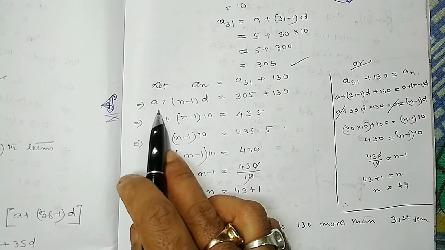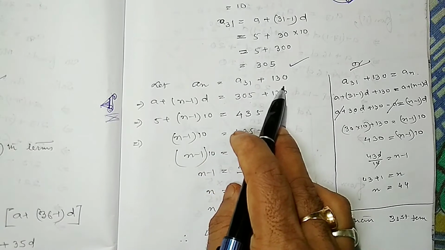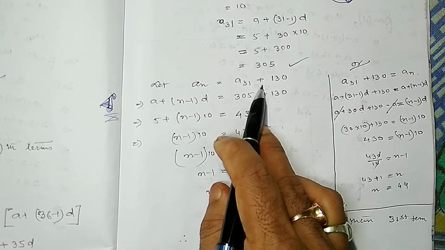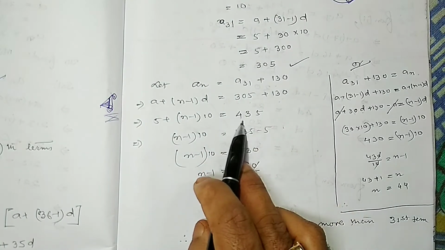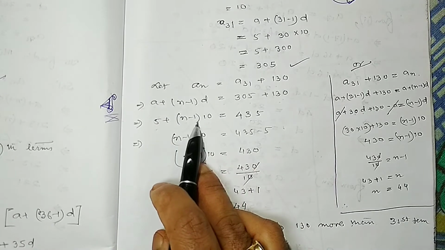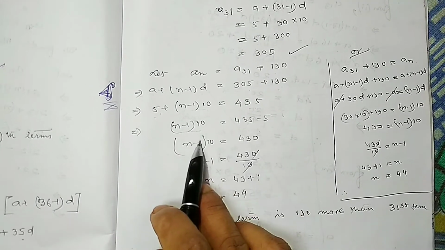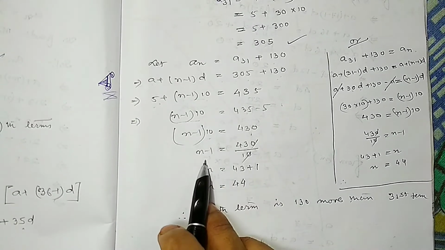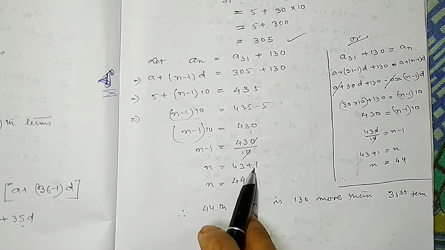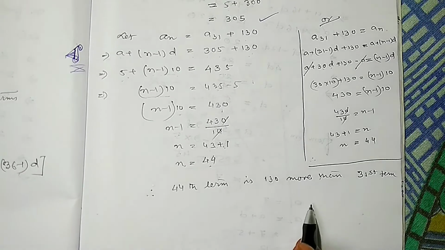AN formula is A plus n minus 1 into D equals A31, which is 305, and 130. It is given in the question that it is 130 more than the 31st term, that's why we have added. Now 305 plus 130 is 435 and here we have placed A equal to 5, D equals to 10. Now n minus 1 into 10 will be 435 and this 5 will become minus 5. So n minus 1 into 10 is 430. N minus 1 is 430 by 10, that is 43. And this 1, if I transfer, it will become plus 1. So n will be 44. Therefore the 44th term is 130 more than the 31st term.